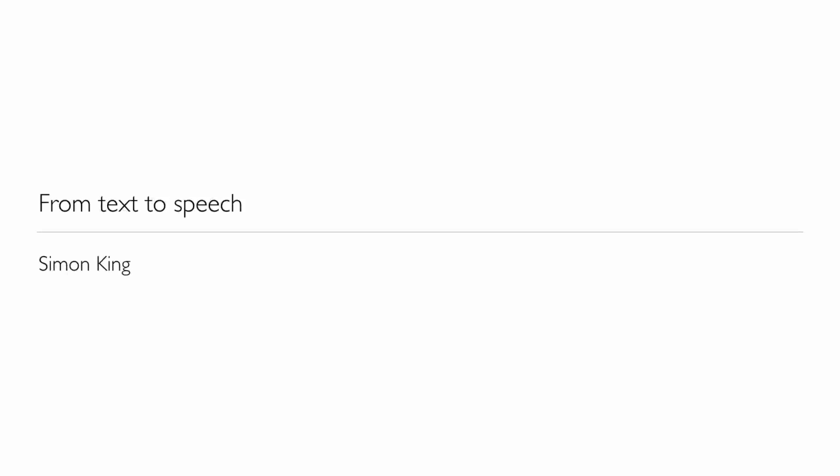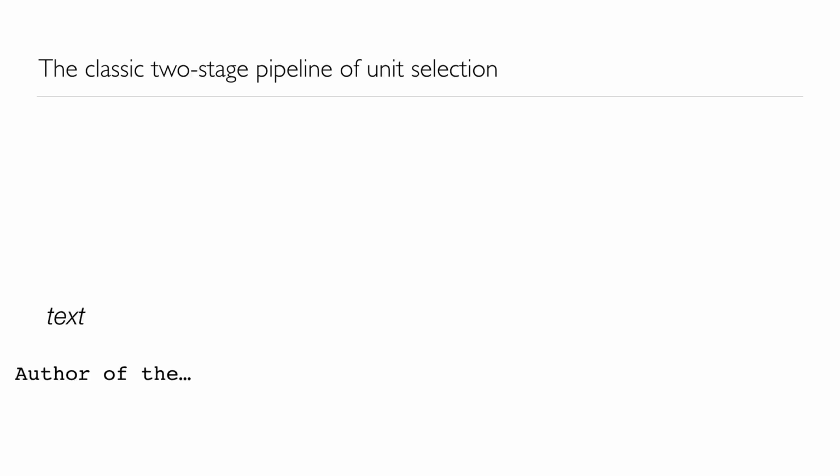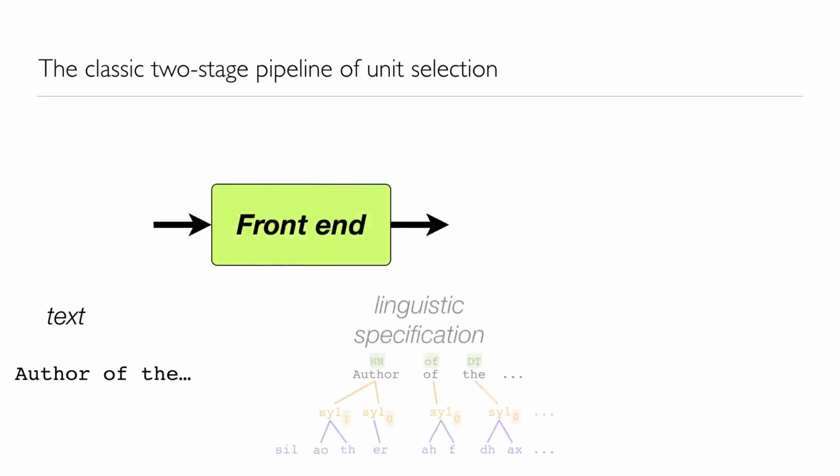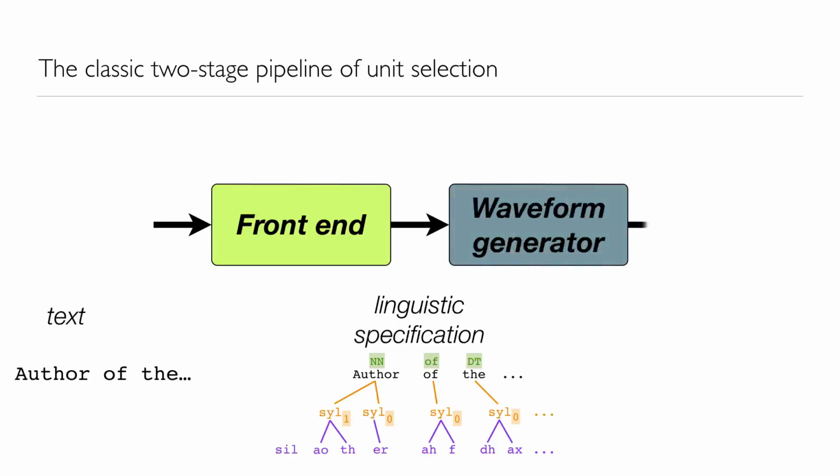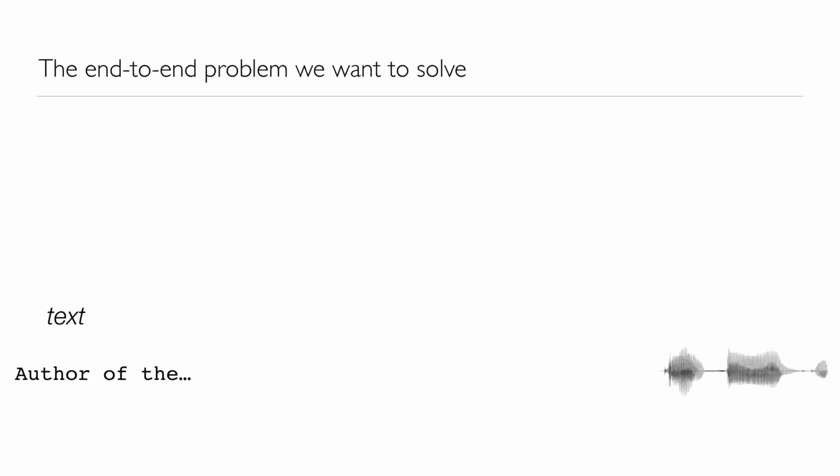So let's make sure we all have some common background and do a very quick 20-minute tutorial on how text-to-speech works, restricting myself to the DNN framework, but many of you might have some background in unit selection, so we'll make the connection to that. There's a classic pipeline that is used in unit selection systems, and this is carried over into almost all systems except ones that work from raw text. We use something called a front end first to extract features from text, and then we generate a waveform based on those features. In unit selection, that's just a search problem constrained by some cost functions. So we're really trying to solve this end-to-end problem of text-to-speech.